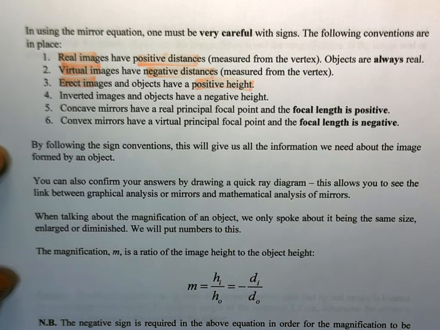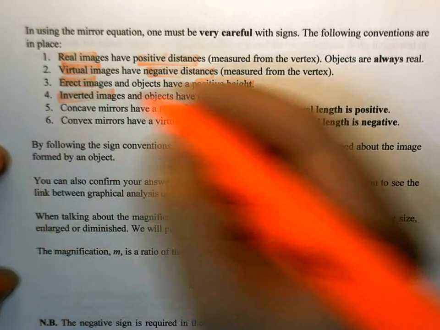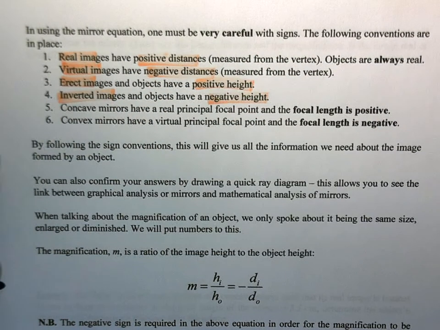Anything that is upright or erect is going to have a positive height, whether you're using HO or HI, depending on whether you're talking about the object or the image. In this case we're looking at images, so HI is going to be greater than 0. An image that's inverted is going to have a negative height, so HI is less than 0.